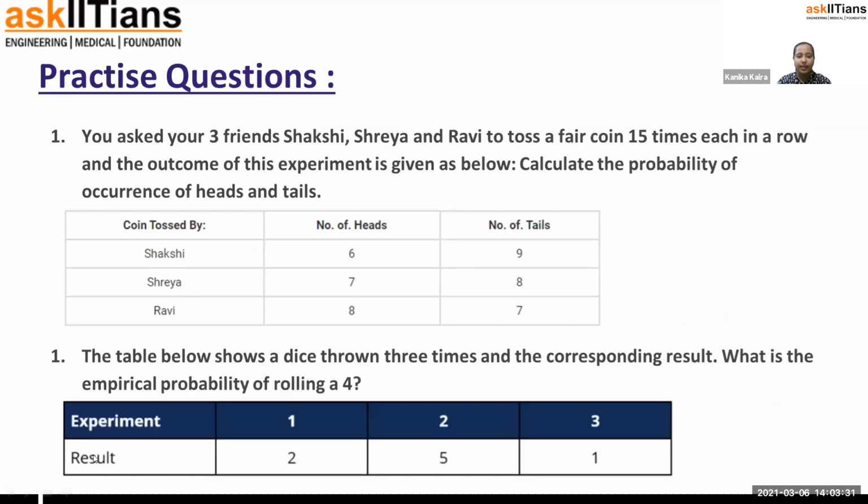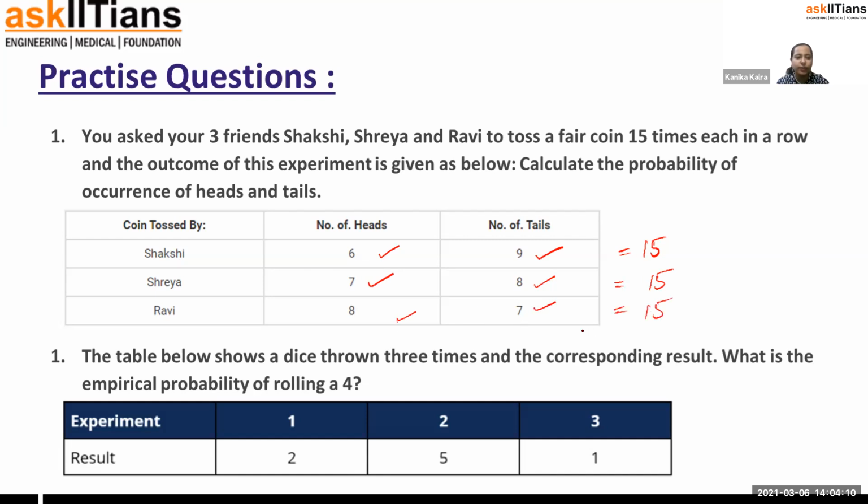All right. Next example question. You asked your 3 friends, Sakshi, Shreya, and Ravi, to toss a fair coin 15 times each in a row, and the outcome of this experiment is given below. Calculate the probability of occurrence of heads and tails. When Sakshi tossed the coin, the number of heads is 6, the number of tails is 9. Total comes out to be 15. Shreya: number of heads 7, number of tails 8, sorry. Again, it is 15. And 8 and 7 for Ravi, it is again 15.